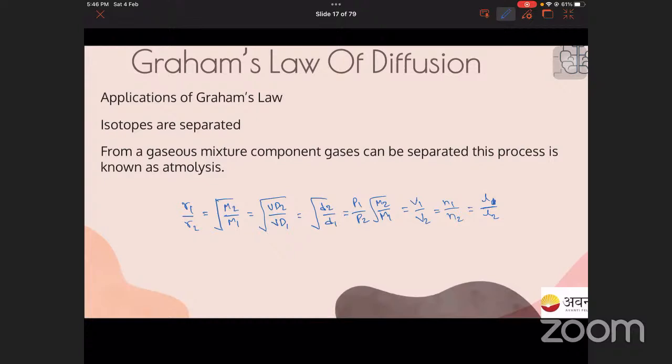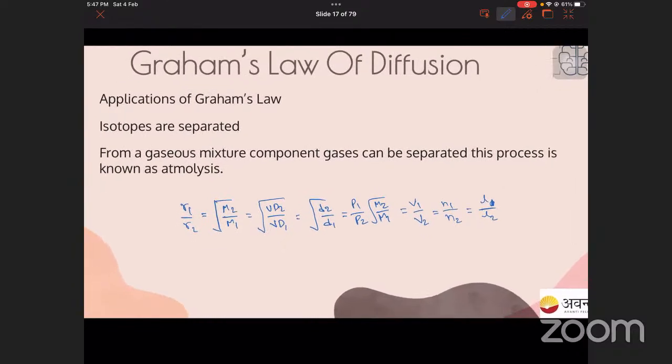L1 by L2. These are all the rate equations we have seen. So try to interrelate between these. If you are given molecular weight and asked for volume, you can relate it in this way directly using rate equations, not the kinetic rate equations. I'm saying Graham's law of rate of diffusion equations. Clear?